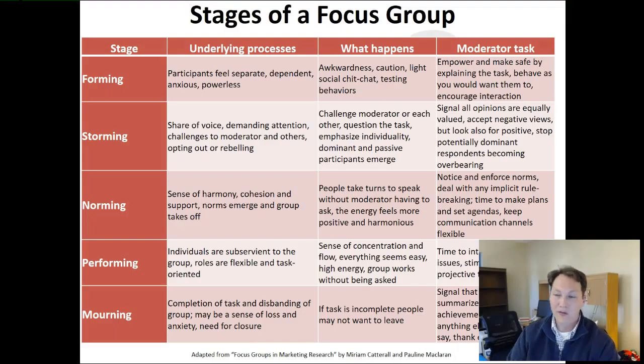But let me just kind of go through these steps really quickly so you can understand how they work, because as a moderator myself, as someone who's observed a lot of focus groups, I can tell you that having a good understanding of this structure, it's kind of intuitive, but having a good understanding of this structure will help you to be a better moderator if you can identify what stage you're in and what you need to do to move forward.